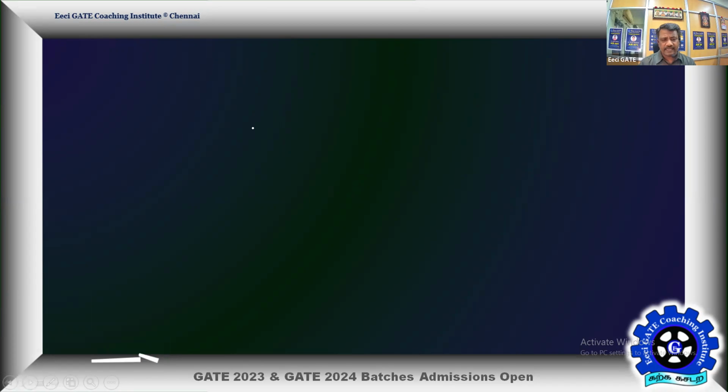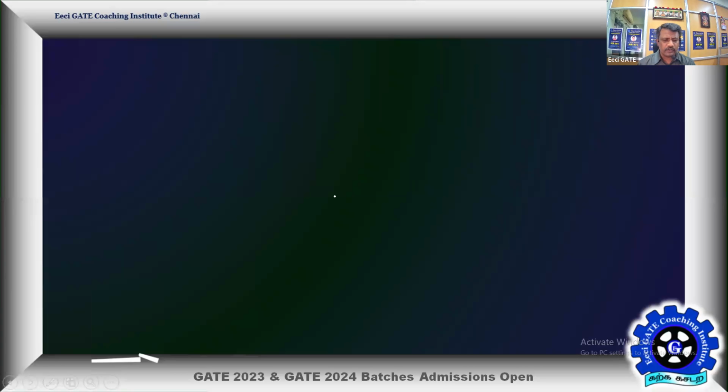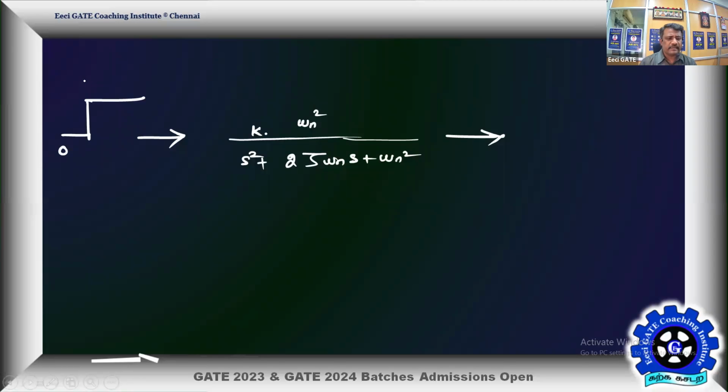So if it has K times omega n square, the whole divided by s square plus 2 zeta omega n s plus omega n square. And this system is excited by a step input, that's like a DC. So this is the input. What is the input given? Input given is 1. It's applied at time t equal to 0 seconds. That's a DC. Then what will happen to this output?